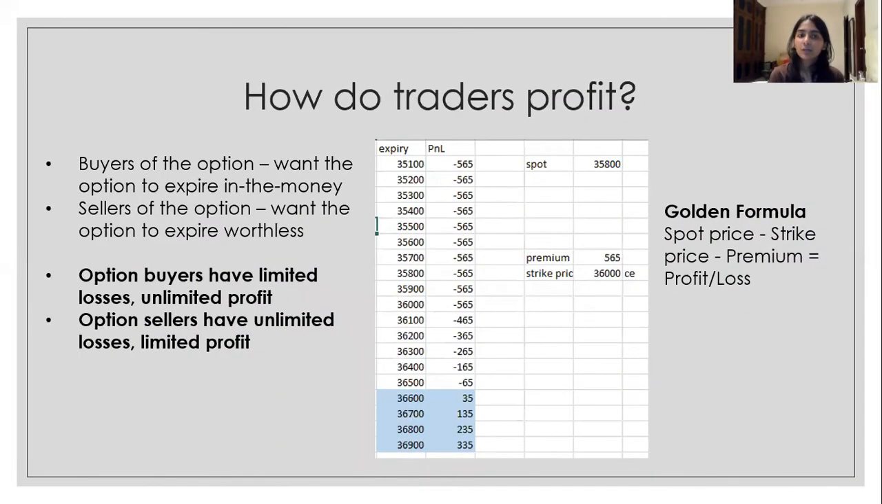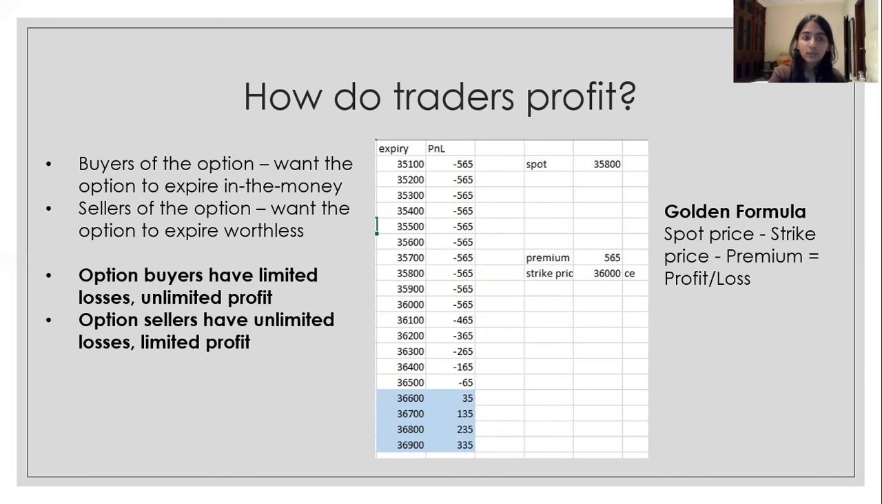So lastly, coming to how do traders profit from this? There are two sides of it. Either you can buy the option or you can sell the option. Selling is also known as writing the option. Buyers of the option basically want the option to expire in the money at the time of expiration, because they would be gaining on the intrinsic value of the option. And the sellers of the option want the option to expire worthless and come down to zero.